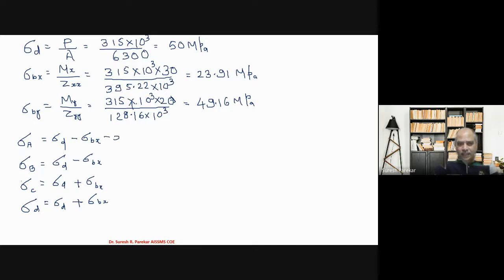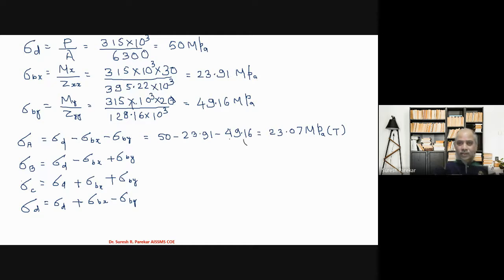So A and D we have minus, and then these two, that is B and C, we have plus. And now we will put the values. So we have 50 minus 23.91 minus 49.16, which will give us value as 23.07 MPa, and that will be tensile.